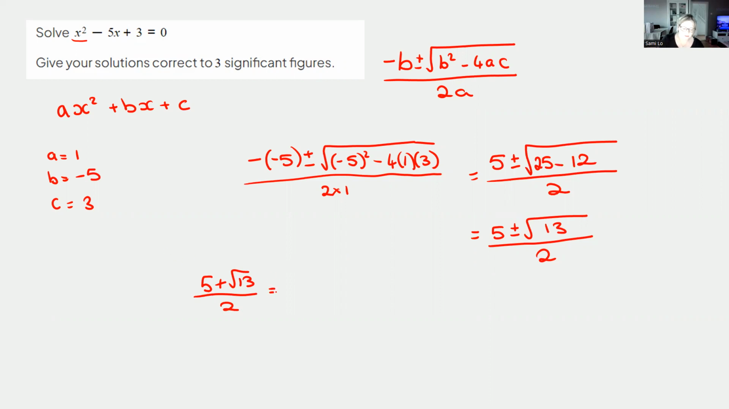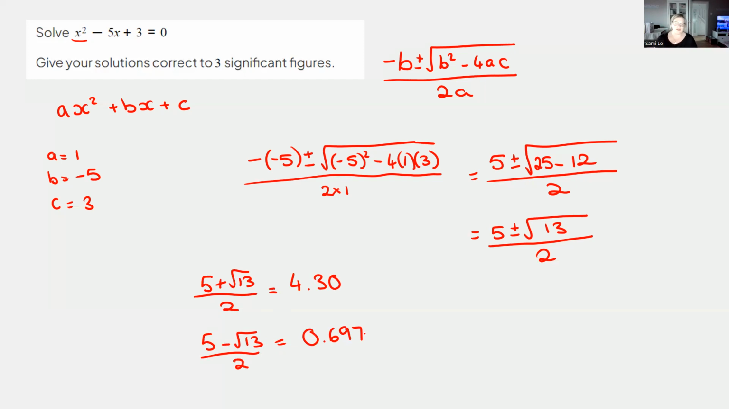That gives me, to 3 significant figures, 4.30. Now you can work your way back on the calculator and just change that plus to a minus. So 5 minus root 13 over 2. And that will give you 0.697. There you go. And that's that done.